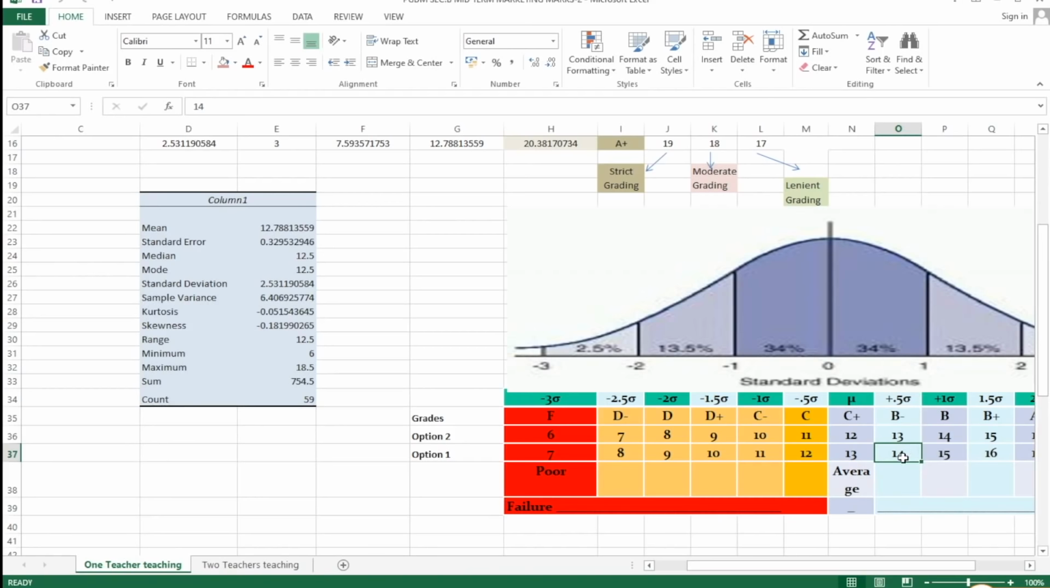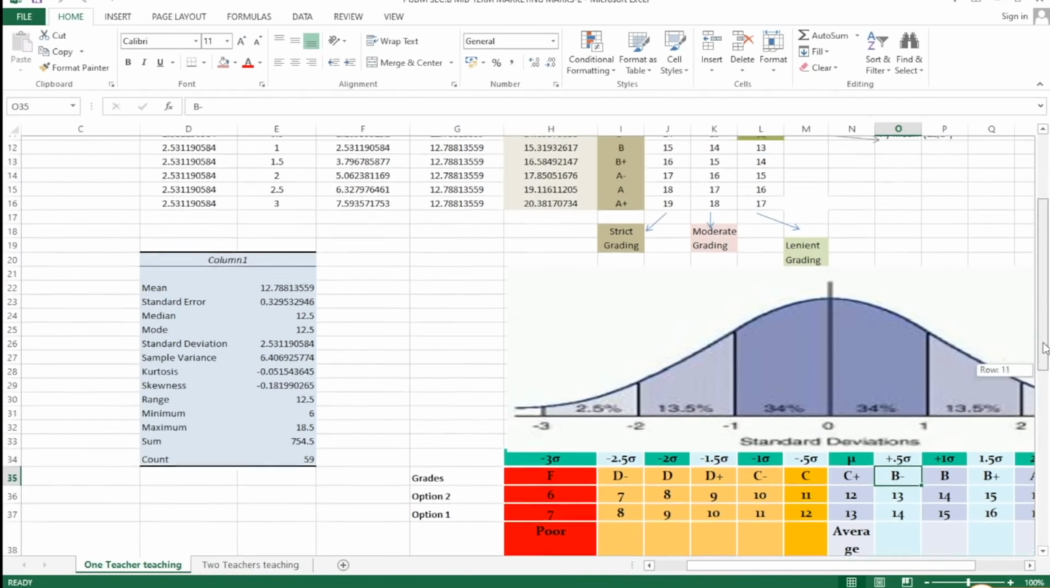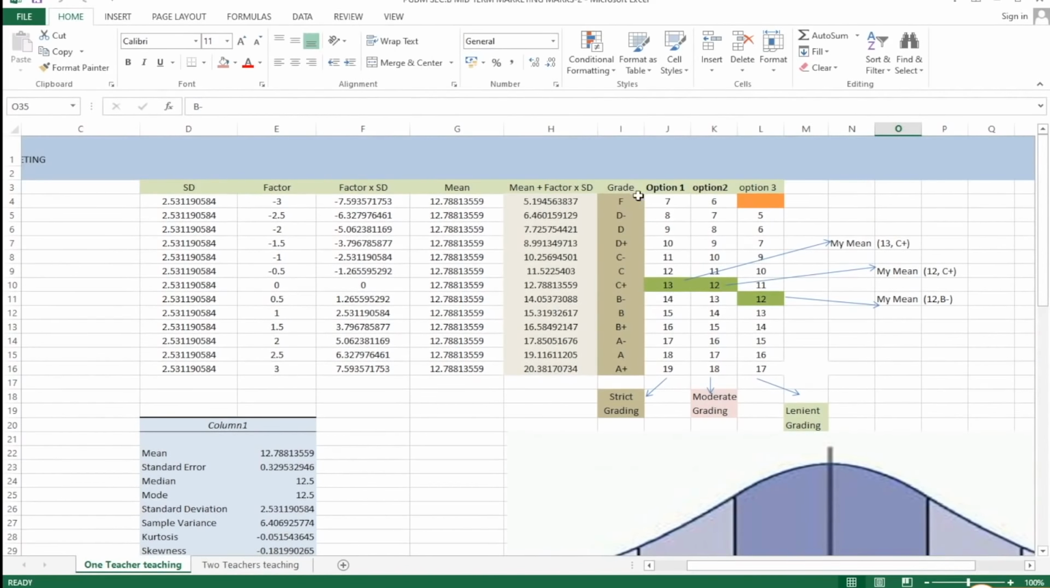So 14.5 will then be given as B minus. So what you have done is, you have gone in for deciding your grading scheme in this manner. And I have given you three scenarios. If you are strict, you will give C plus at a higher marks. If you are moderate, you are giving C plus, you are keeping mean as the same, but at lower marks. But if you are very lenient, you are giving a higher grade at a lower average.